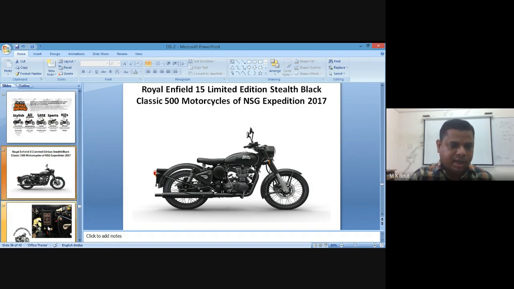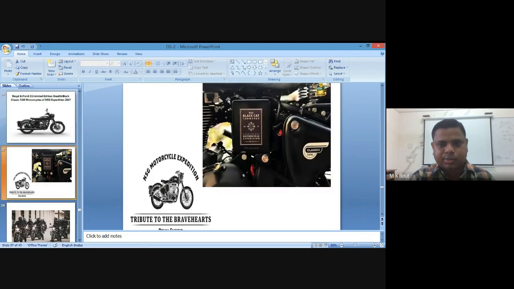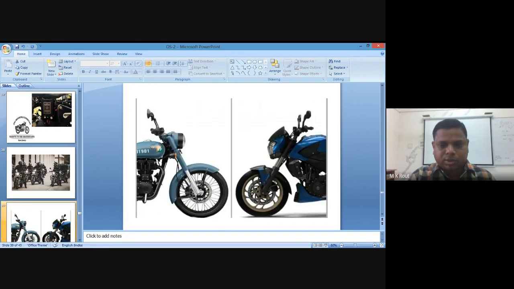For this particular edition, Royal Enfield customized the logo. You see this particular logo. In that logo, they have written NSG Black Cat Commando and the motorcycle edition. Moving to the next one, this is the most competitive ad, against the Bajaj Dominar, because it is the only competitor versus Royal Enfield in the segment of 350cc bikes.